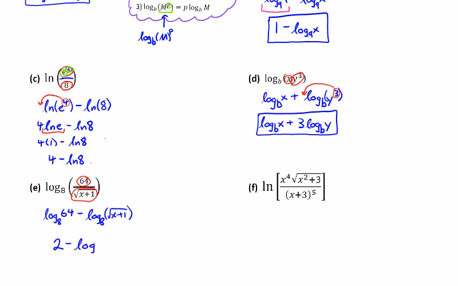And the log base 8 of the square root of x plus 1 needs to be written so that the square root is represented as an exponent. So the argument is going to be x plus 1 raised to the 1/2. And I do that because the power rule would then apply, where I can take the 1/2 and bring it in front of my log, and my final look on this will be 2 minus 1/2 of log base 8 of x plus 1.